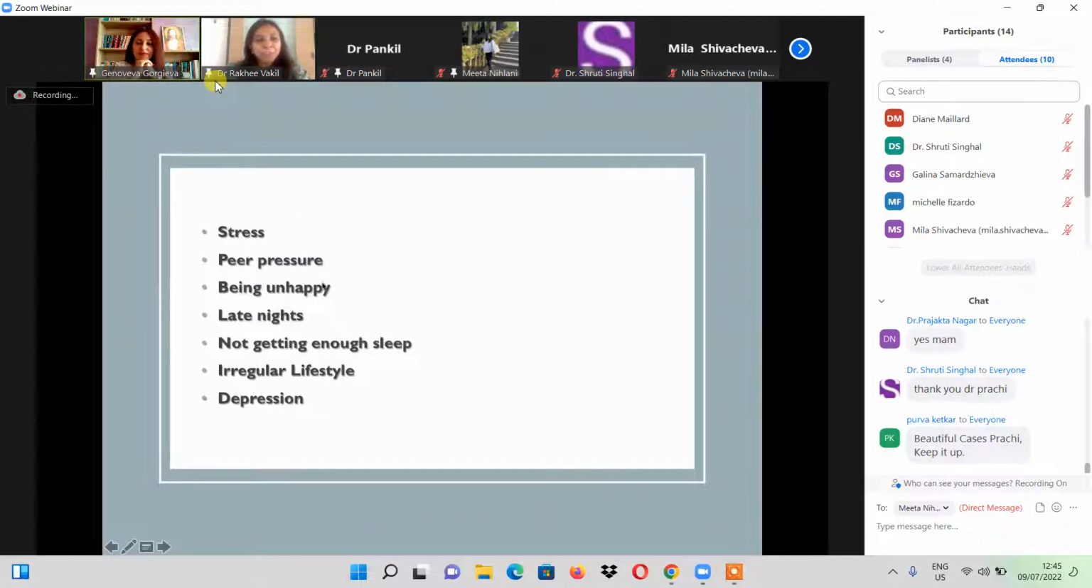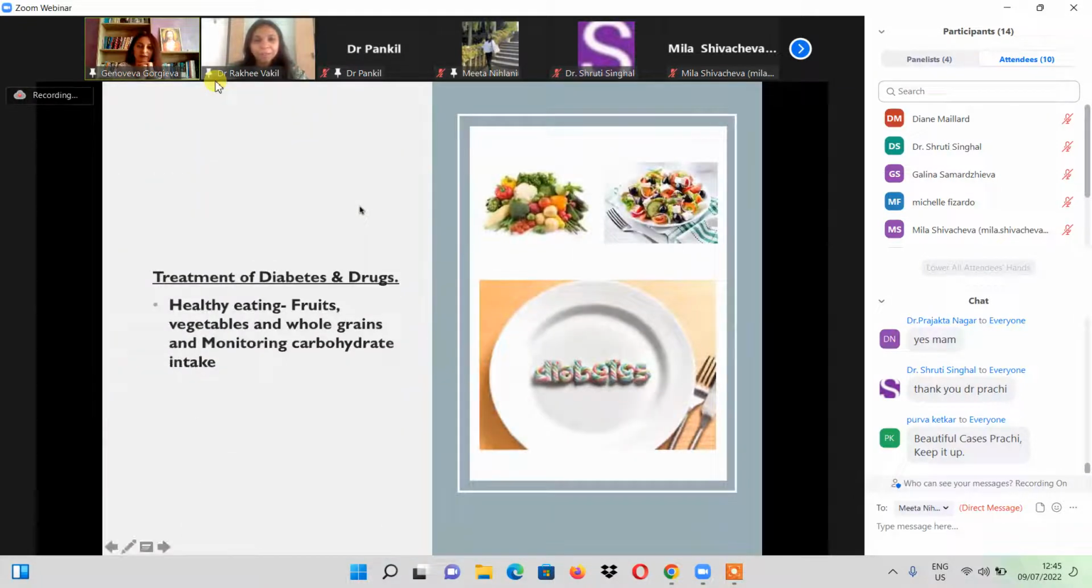Stress, peer pressure, being unhappy, late nights, not getting enough sleep, irregular lifestyle, and depression, these are the things which absolutely are a perfect ground for the diabetes to fulminate. It really increases if all these factors are constantly a maintaining cause in your life. So you have to cut down on maintaining cause, whether you take any pathy, without which your diabetes control will be very prolonged.